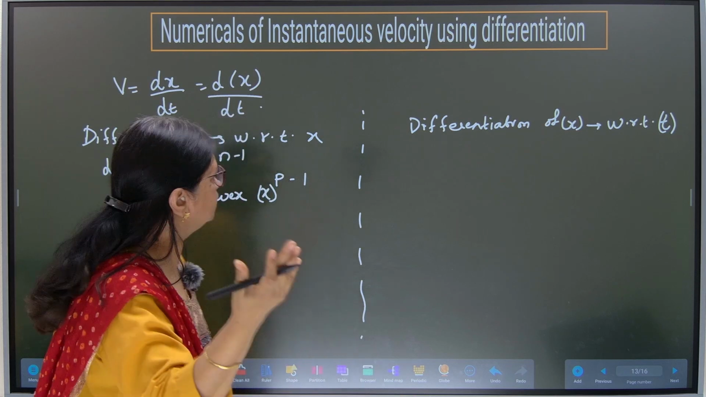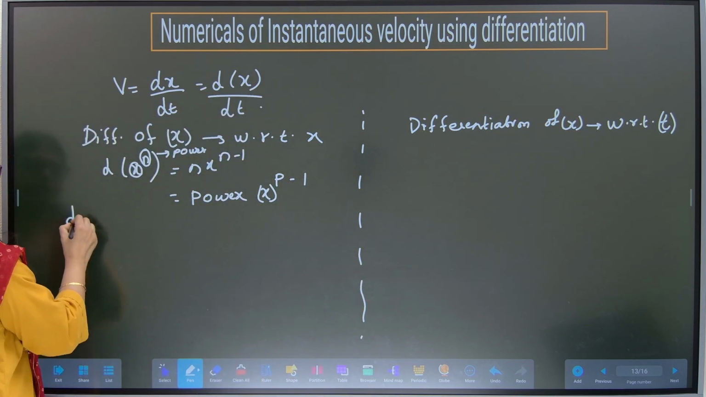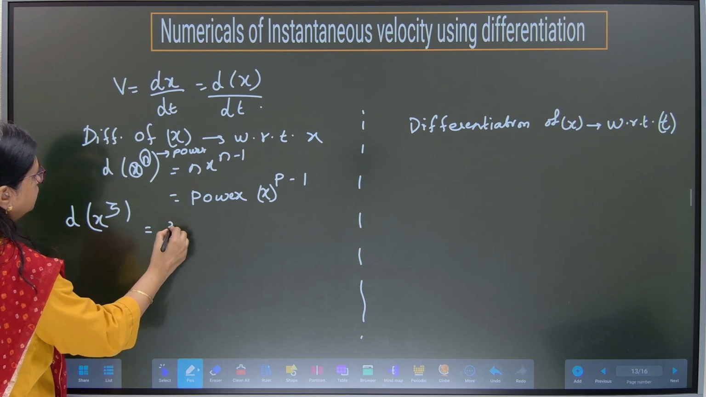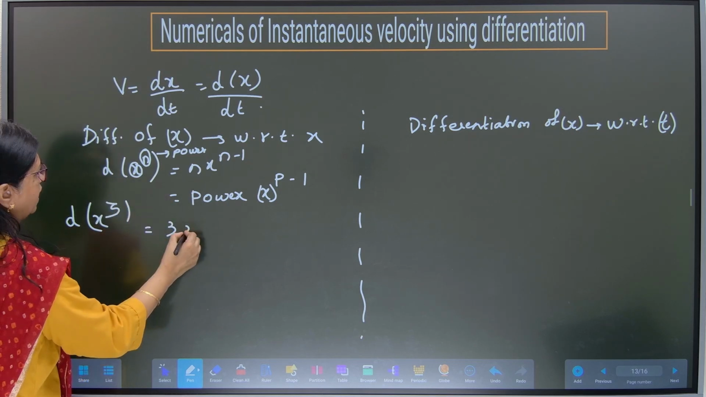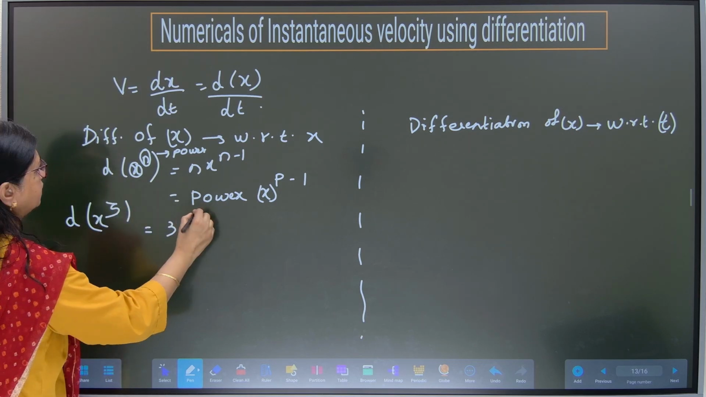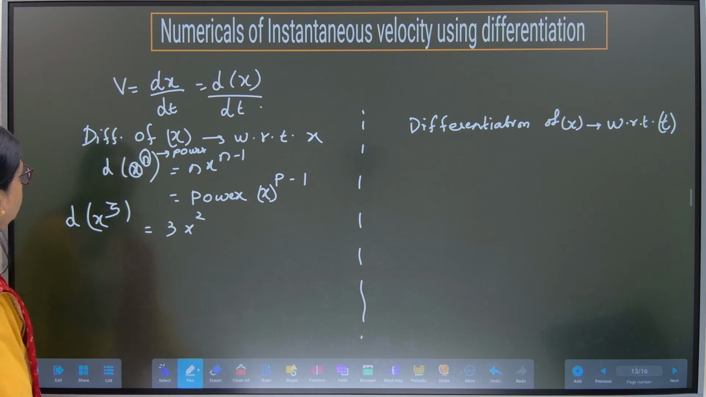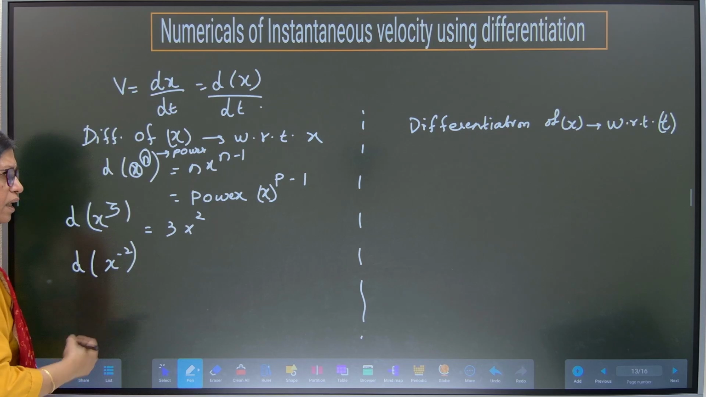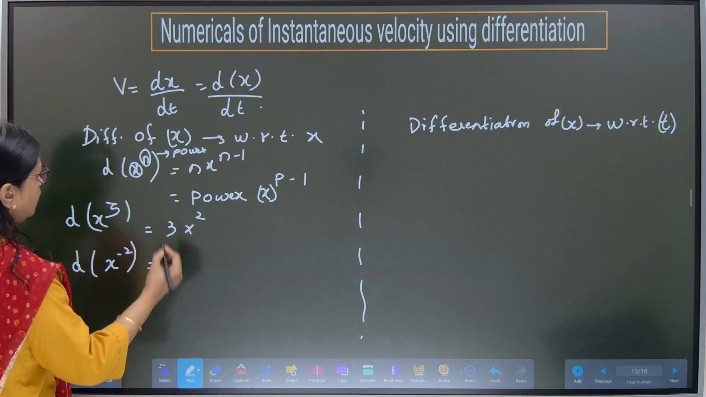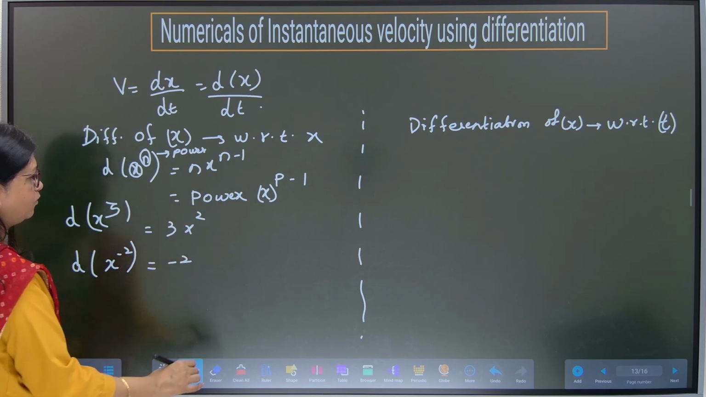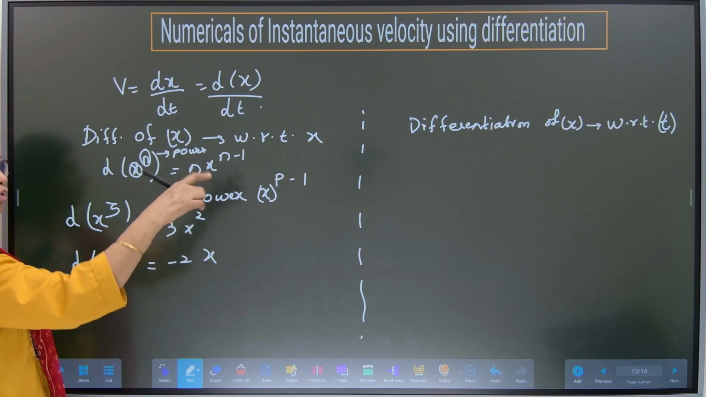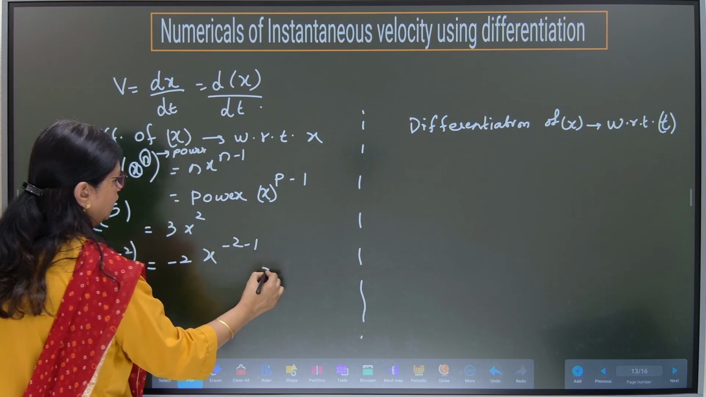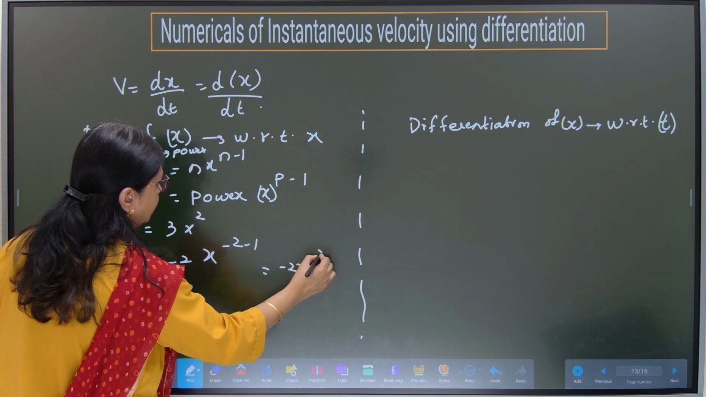Simple. So let us do some examples. Differentiation of x raised to 3. So what is the power? 3. What is the variable? x. What is 3 minus 1? 2. Done. Differentiation of x raised to negative 2. Let the power be negative. I must write the power with its sign. Negative 2, x raised to negative 2 minus 1. Negative 2 minus 1, what is your answer? Negative 3. So what is your final answer? Negative 2 x raised to negative 3.